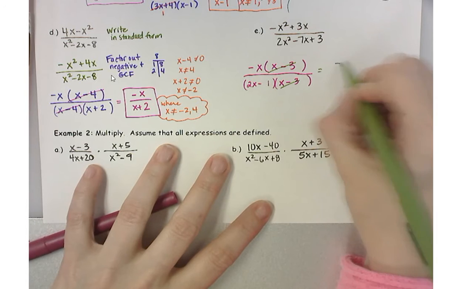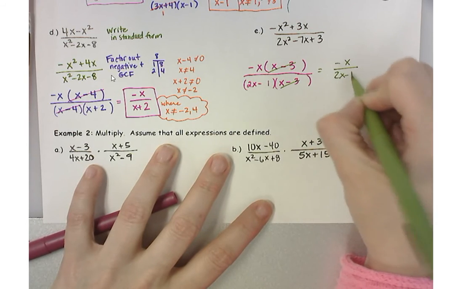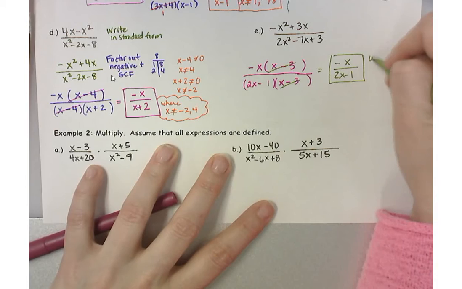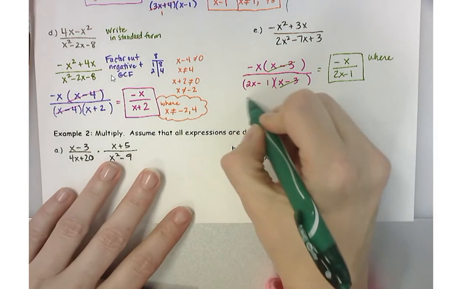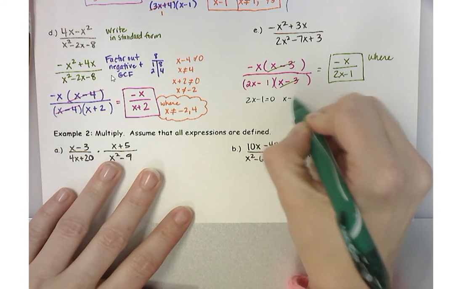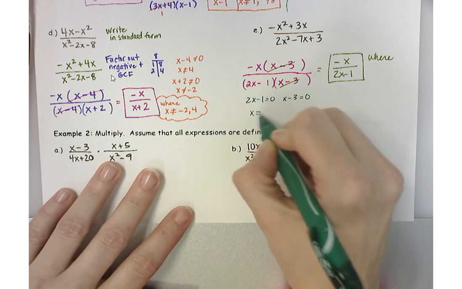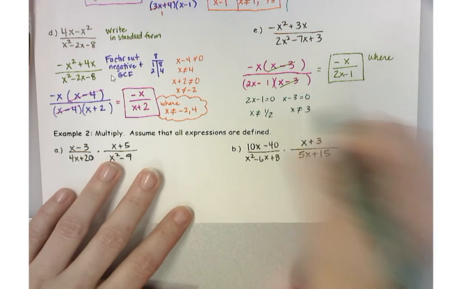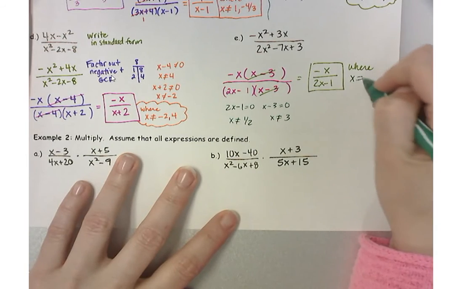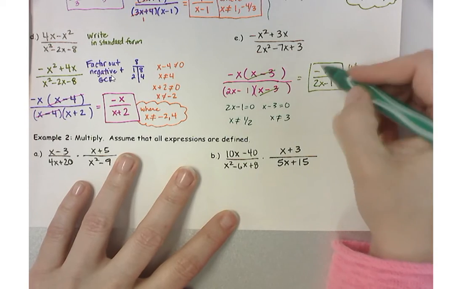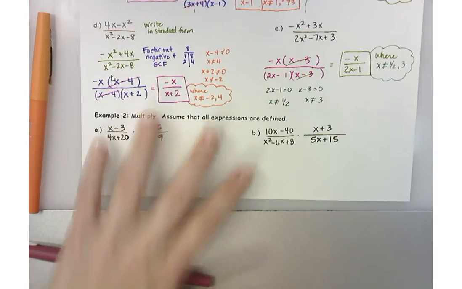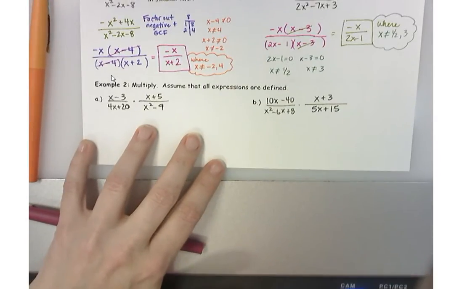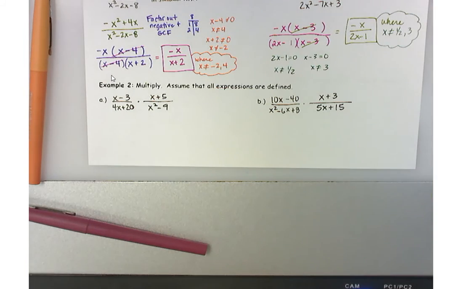Okay, now A and B are very similar to what we did in the first part. It just is set up a little bit differently with multiplication. So the first thing you still want to do is factor where possible. One other thing that is going to be different with example 2 is it tells you to multiply. You still are going to be simplifying, but you are assuming that all the expressions are defined, which means you don't have to identify what the restrictions are.